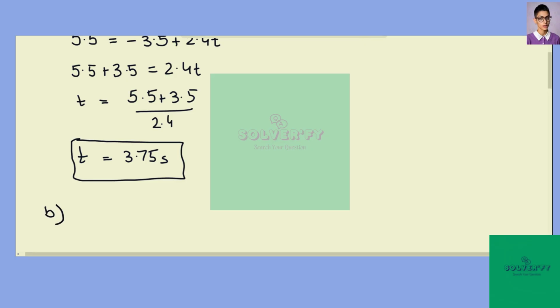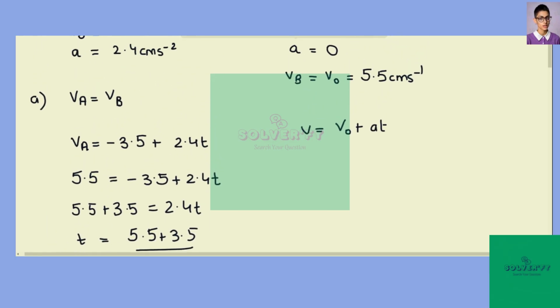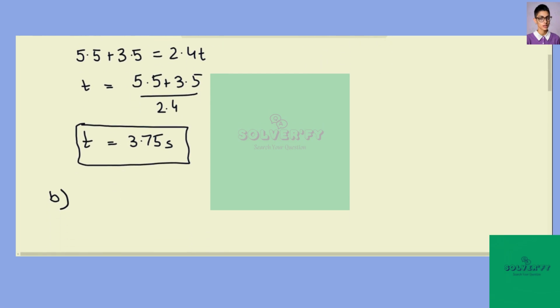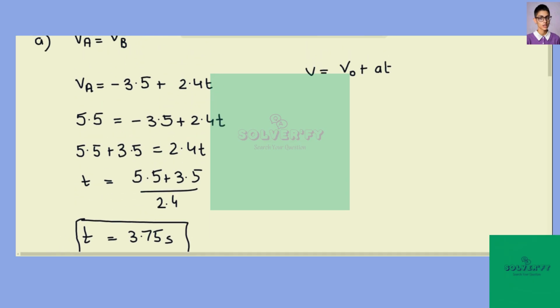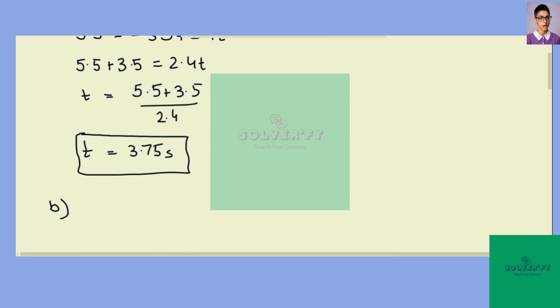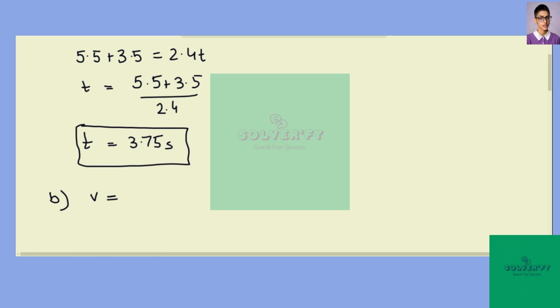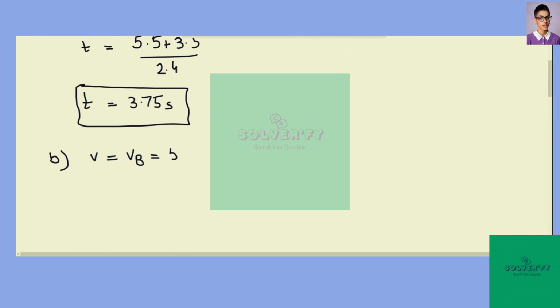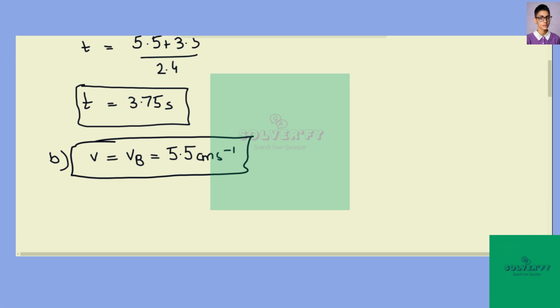Now, for the next part, we need to find the velocity at that time. So we need to find the velocity at t equals 3.75 seconds. Now, this should be simple enough. We can either substitute in t equals 3.75 into the formula for VA, or we can simply use the fact that the speed of object B is simply constant. So our required velocity is just the velocity of B at all points, that is equal to 5.5 centimeters per second. And we're done with that part.